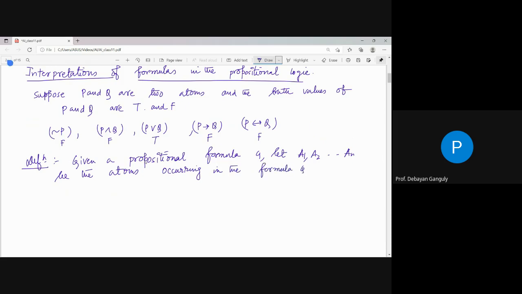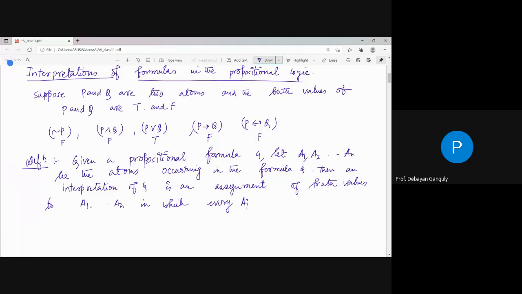If atoms A1 to An occur in the formula G, then an interpretation of G is an assignment of truth values to A1 to An, in which every Ai is assigned either true or false, but not both.